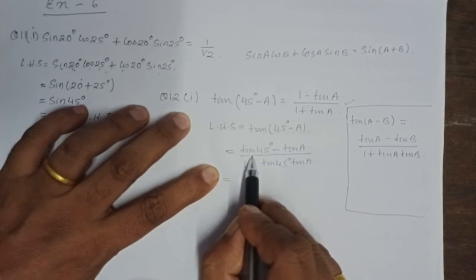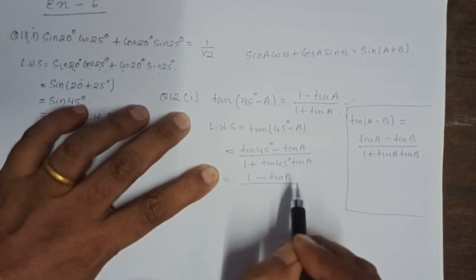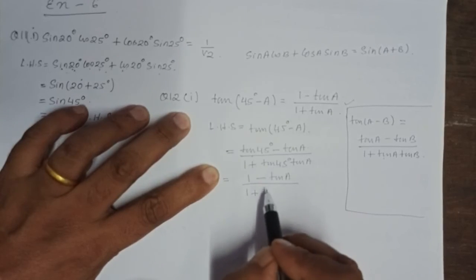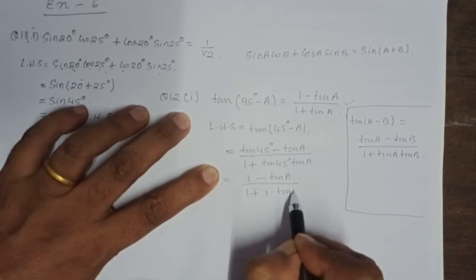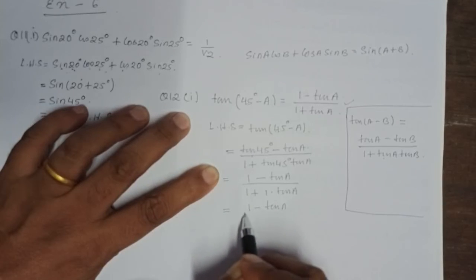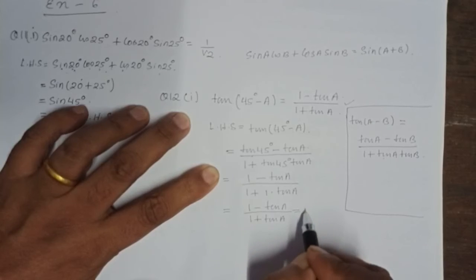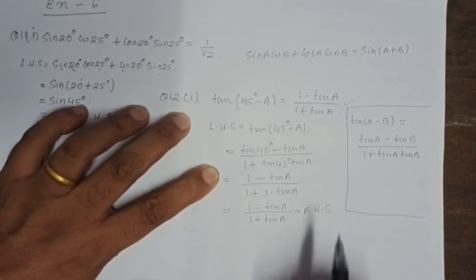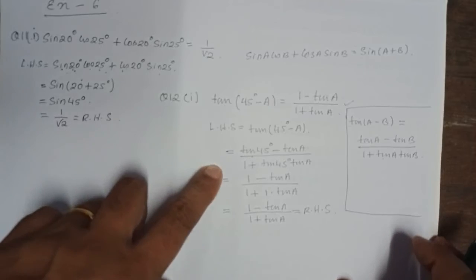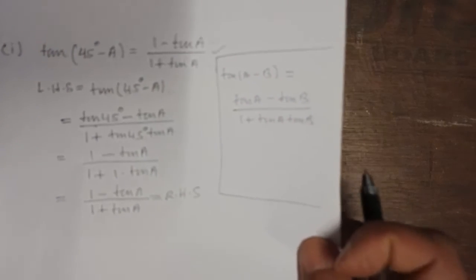Now what will you get? The value of tan 45 degree is 1, so 1 minus tan A over 1 plus tan 45, which is again 1, into tan A. This is equal to 1 minus tan A over 1 plus tan A, and this is equal to the right hand side. This is proved. If it is not visible, you can see this video clearly for the formula that I've used over here.